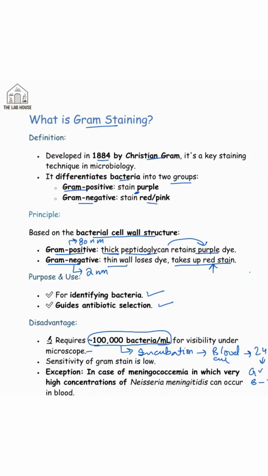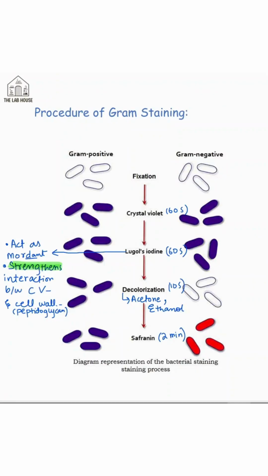So the sensitivity of Gram stain is low. We cannot directly do Gram stain on a sample, with the exception of meningococcemia, a disease caused by Neisseria meningitidis, in which there is a high concentration of Neisseria meningitidis in the blood. There is no need to incubate the blood culture bottles for 24 hours. We can do direct Gram staining on the blood sample, and we can get this range and above this range.